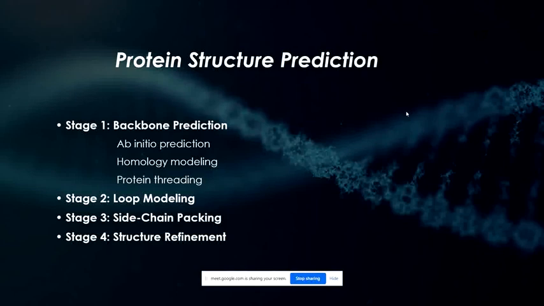Why? Because that particular backbone is going to tell you whether the particular part is alpha helix or beta sheet, or how the protein structure is going to look like. Now there are 3 different methods for backbone prediction.